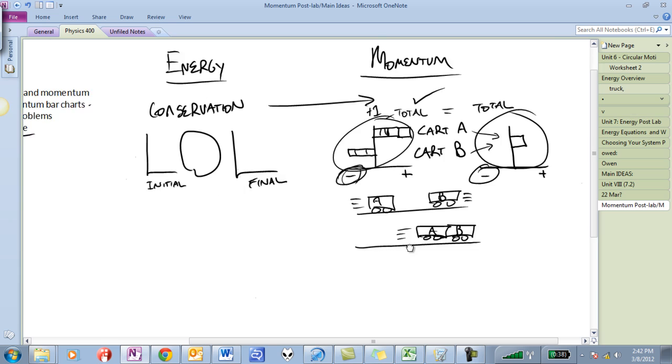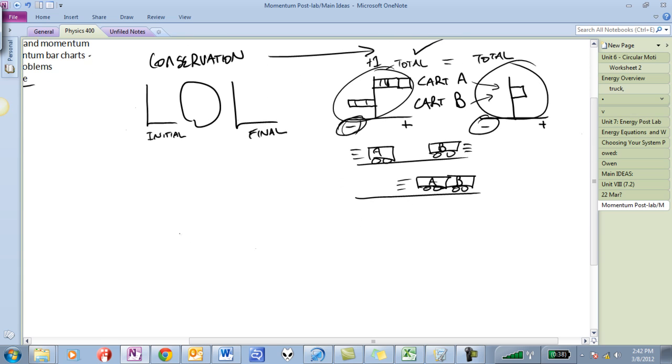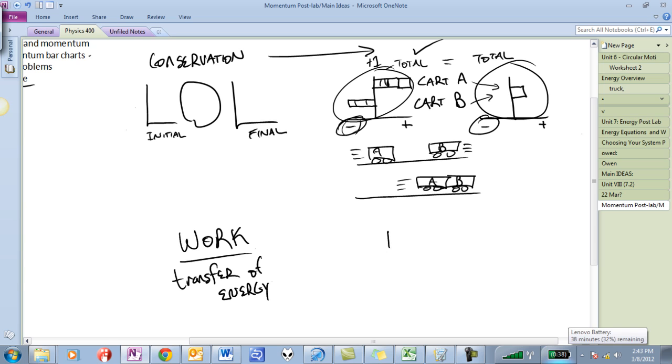The last connection that we can really make is going to be the idea of work. If you guys remember correctly, work was a transfer of energy. Usually we made our system so that we would look at this as a transfer of energy into the system. We took that object out. Over in our momentum side, we have this idea of impulse. Impulse is going to be a change in momentum.